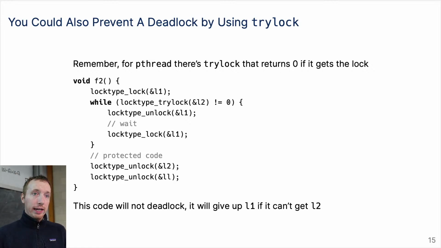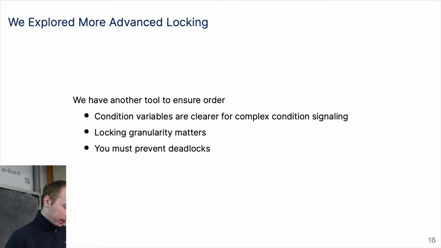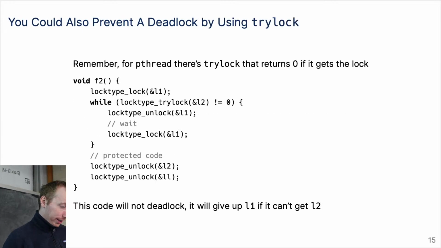So if we can't get lock 2 while we have lock 1, we will just give up lock 1 and essentially yield, hopefully having another process that was using lock 2 be able to unlock it or do whatever it needs to do. Right, so any questions on this? Makes sense? Cool, all right.